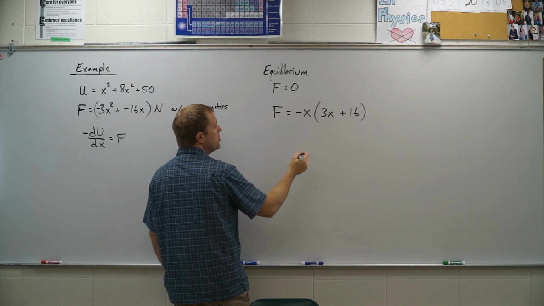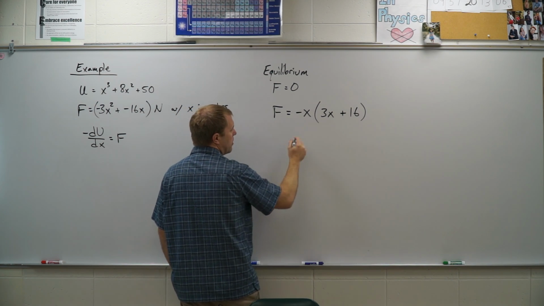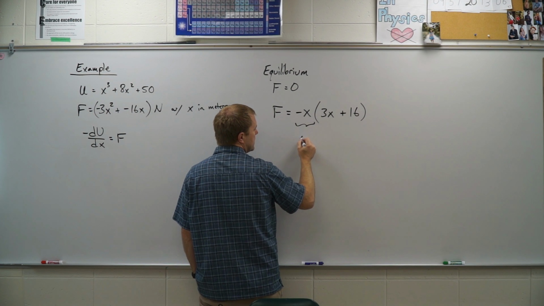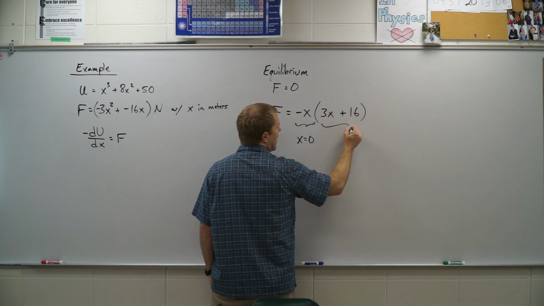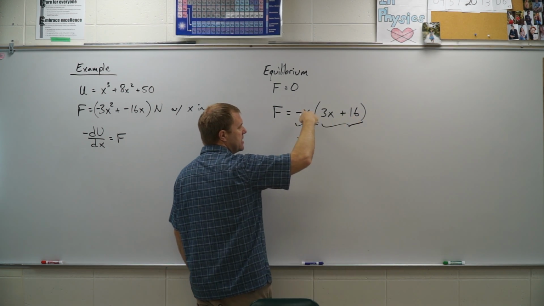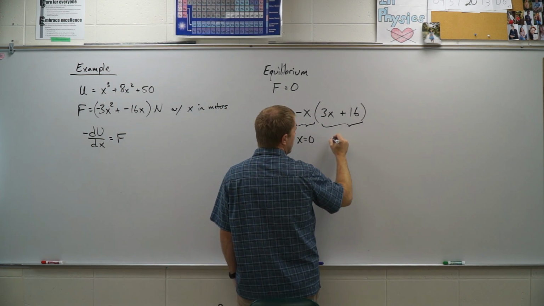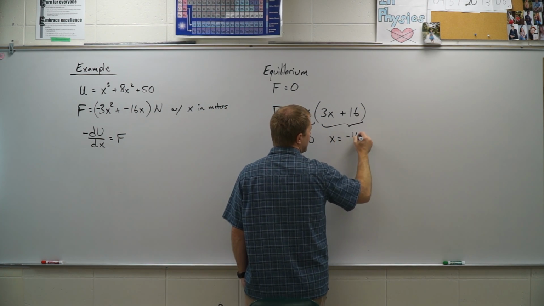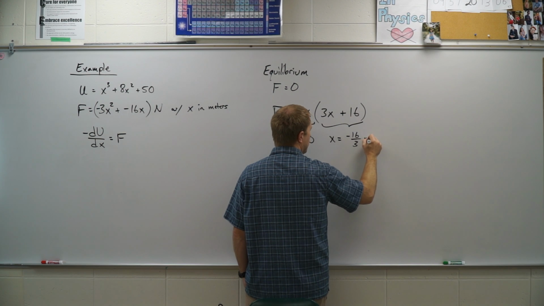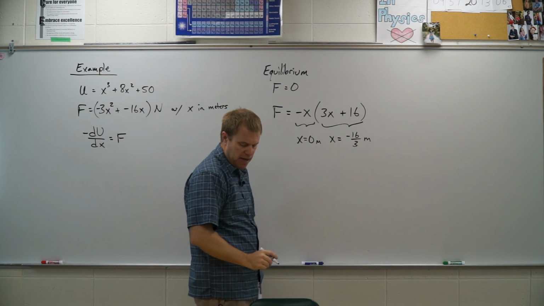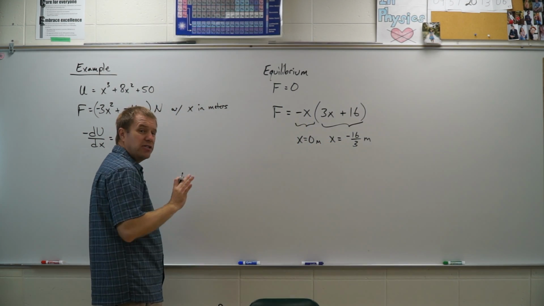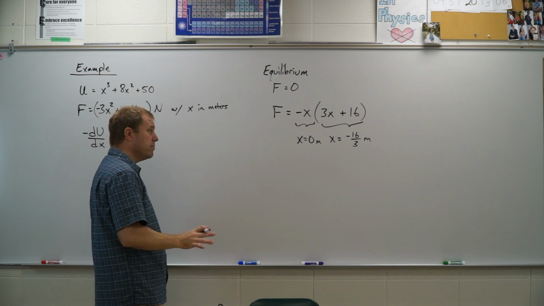And so this gives me two solutions for force 0. One of them is x equals 0. And for the other one, subtract 16 to the other side, divide by 3. My other x is negative 16 thirds. And those are both in meters. So those are my two equilibrium locations.